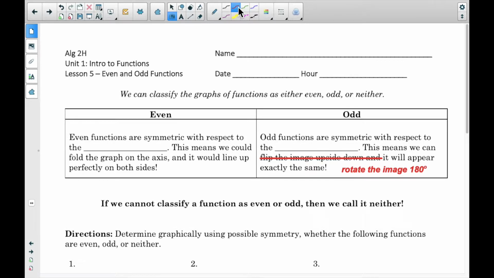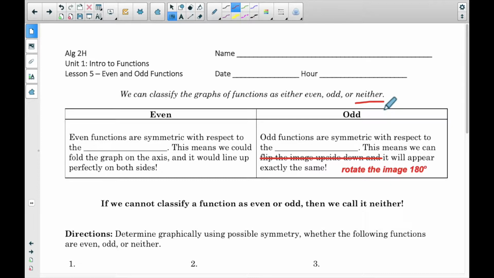Hello, today's video is hopefully going to be a very quick, short video on even and odd functions. Even and odd functions, there's a third option, and the third option would be that it's neither even nor odd. And in today's lesson, we are really just going to talk about even and odd functions looking at a graph. We're not going to be so concerned about the equation or the table or anything else. It's just the graph that we're looking at.